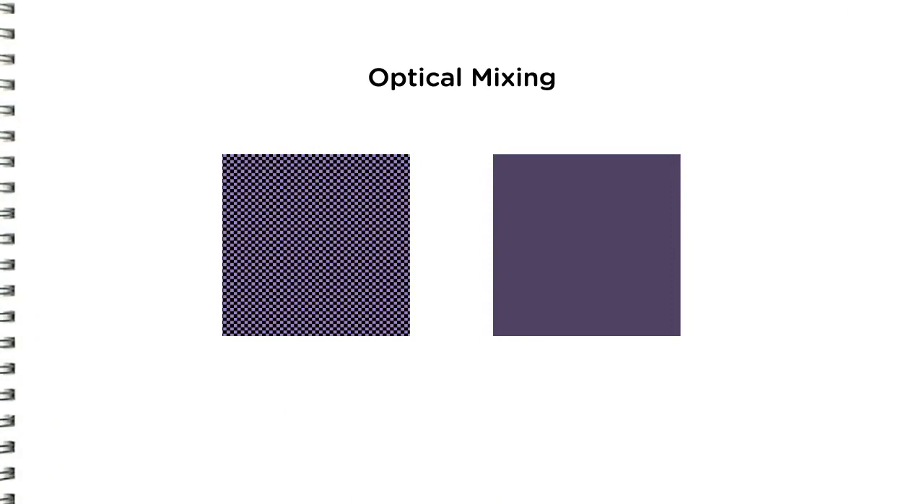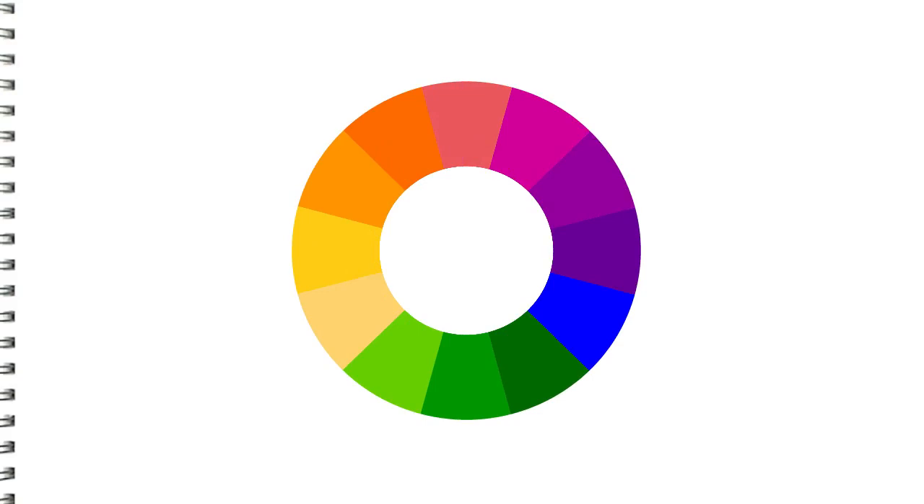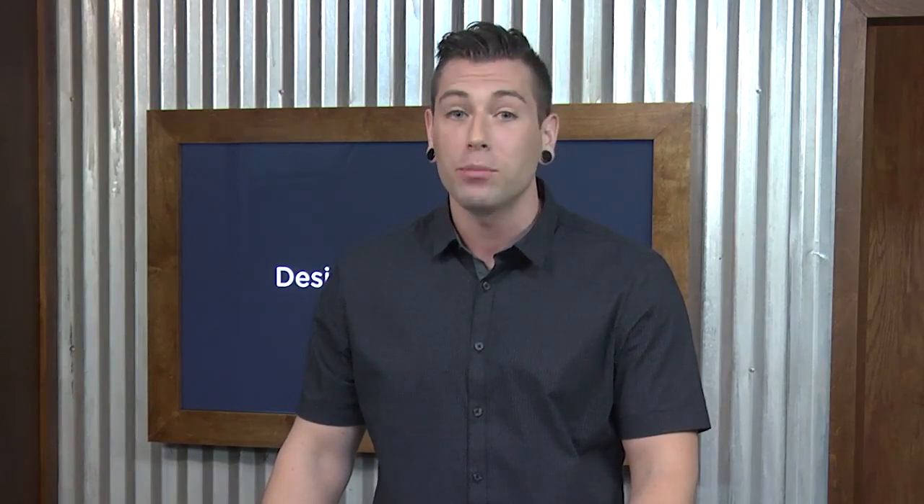A similar effect to this is optical mixing. This is done when contrasting two colors to give the effect of one color. Your perception of the contrast evens the color out in comparison. As you can see, color is a very powerful visual element when it comes to design.